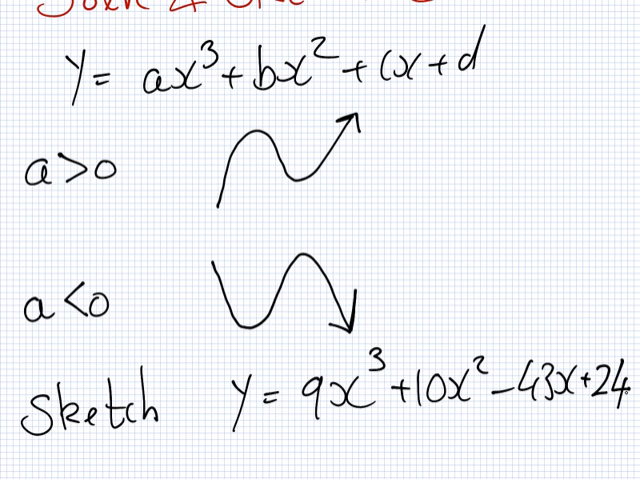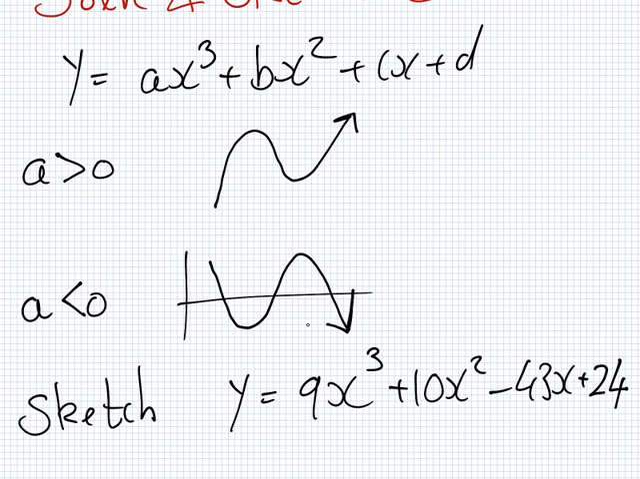Okay, so the first thing is how many points do we need? So if we found out where it crossed the x and y axis, that's good enough. We're looking at this type of graph because it's a positive a.